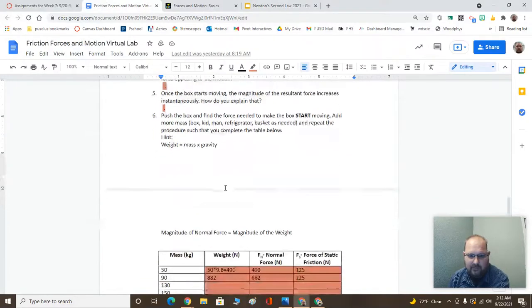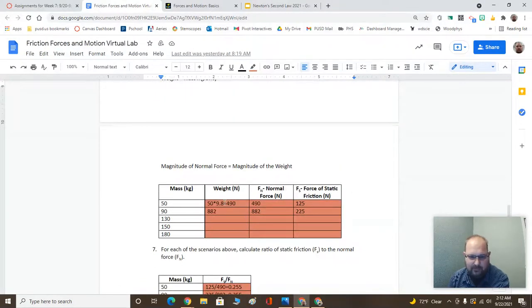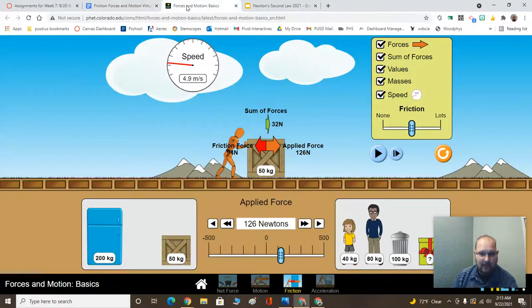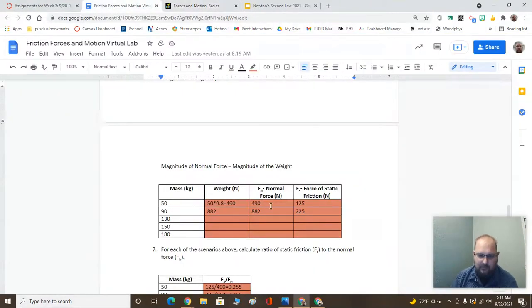Okay, so as we go through, what we want to do is we just found, basically, that if we only have the box, which is 50 kilograms, our weight is always going to be our mass times gravity. So our weight here is going to be 50 times 9.8 meters per second squared, right? 50 kilograms times 9.8 meters per second squared, which is going to be 490 newtons. Now, because of the fact that the box is not sinking through the surface here, we know we have 490 newtons down. We have 490 newtons back up. That is our normal force.